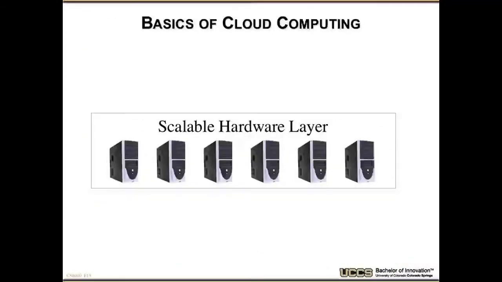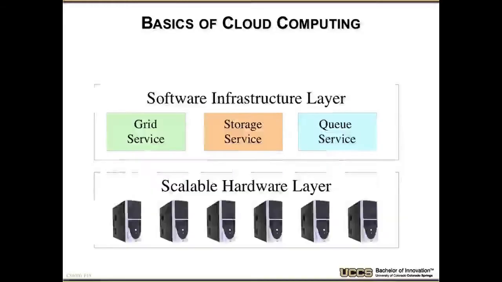So one way of thinking about cloud computing is it's a scalable hardware layer. If I need one computer, I've got one computer. If I need 20, I get 20. If I need 100, I get 100. But if I just view it in terms of hardware, it's a little bit more limited, because beyond the hardware, there are some very basic services: the grid service, the storage service, and the queue service that structure how I get data in and out.